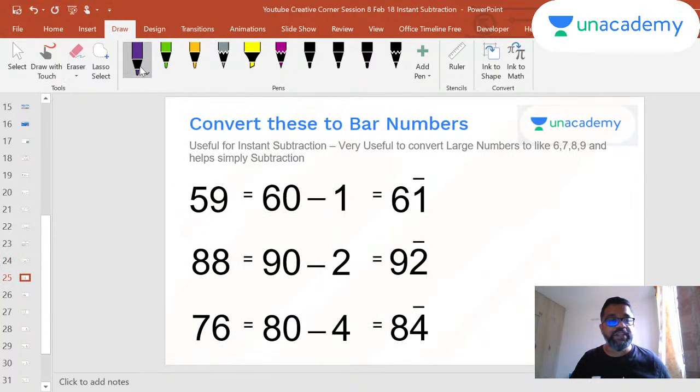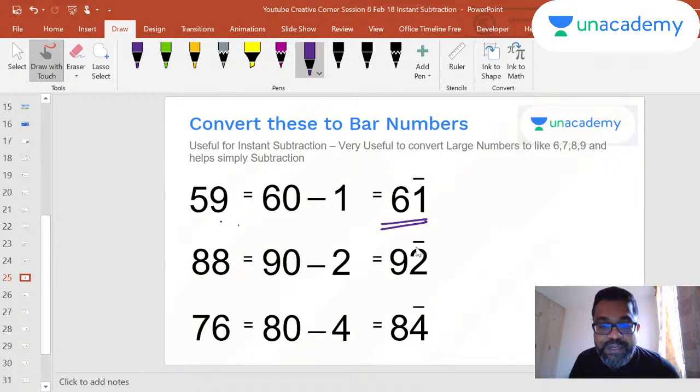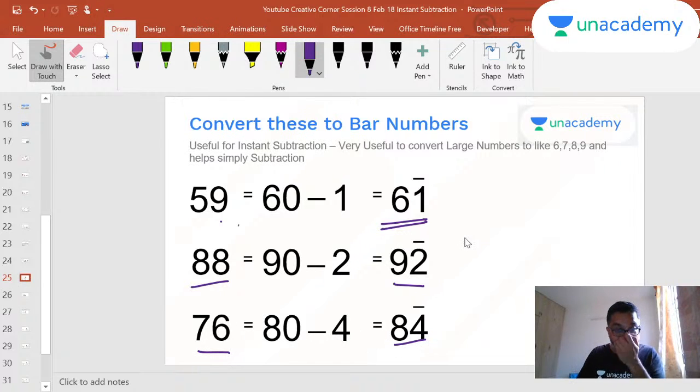Look at this now. 59 is written as 60 minus 1, so it is 6 bar 1. 88 is written as 90 minus 2, 9 bar 2. So it is basically subtracting from the nearest base and converting that number to a negative number form. So 88 is the same as representing 9 bar 2. 76 is the same as representing 8 bar 4. I hope you're all with me here. Very simple, very easy concept.